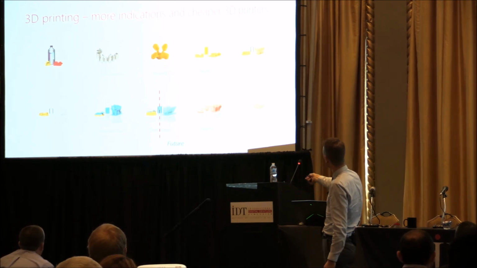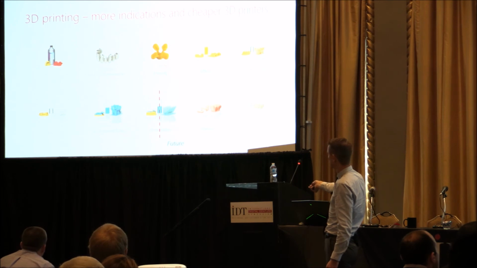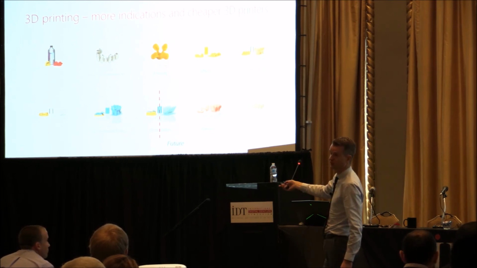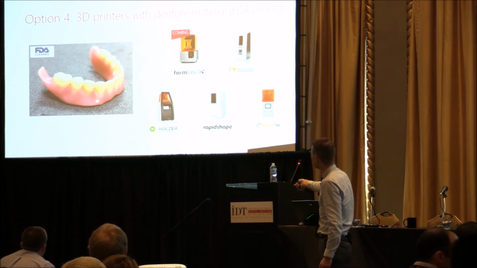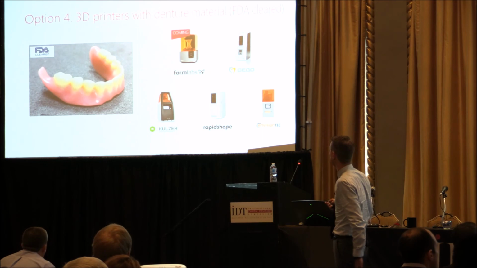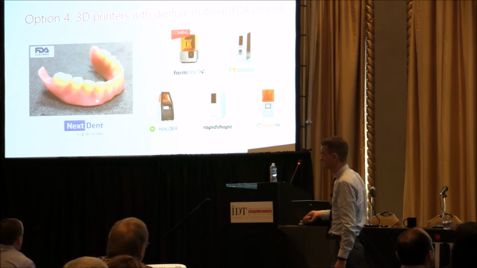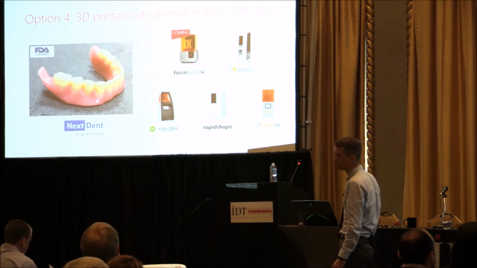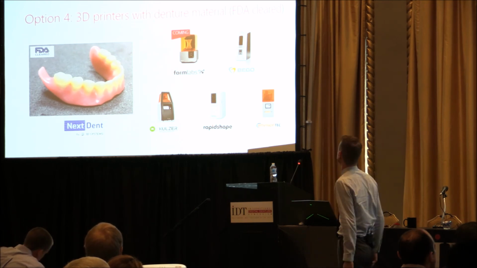You can do all the things we talked about: models, surgical guides, splints, trays, and so on. Dentures are on the edge. You will also be able to print crowns eventually. We have a lot of different printers here. There are FDA-cleared materials, developed by Nextdent. The materials are the problem. It's not the 3D printer that's the problem. It's making the right material and getting it cleared with the right properties.